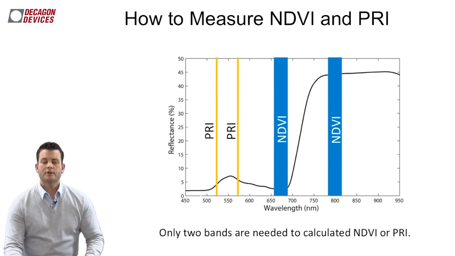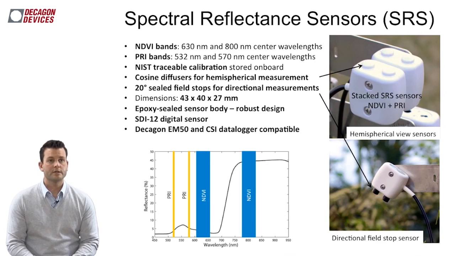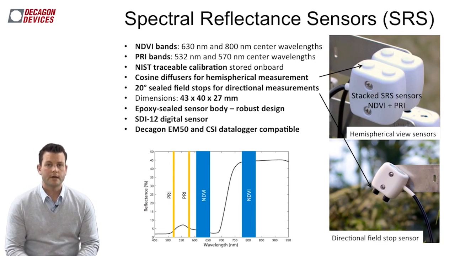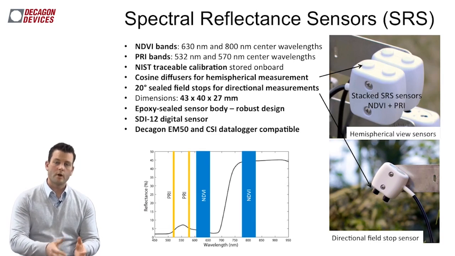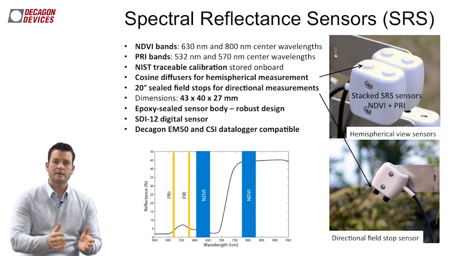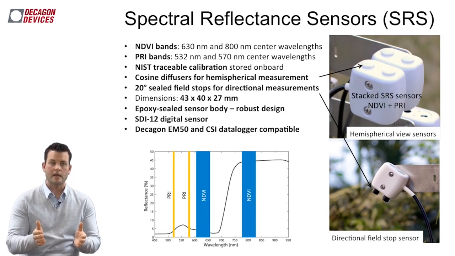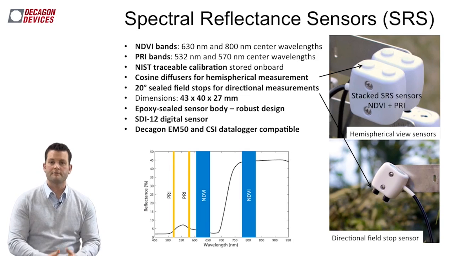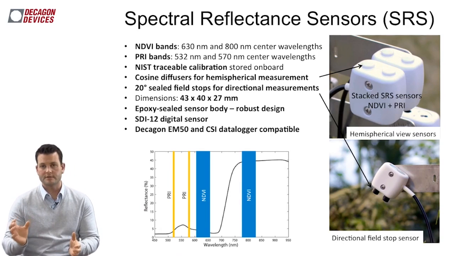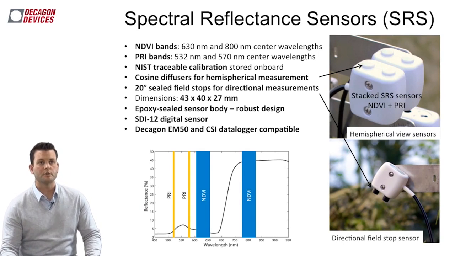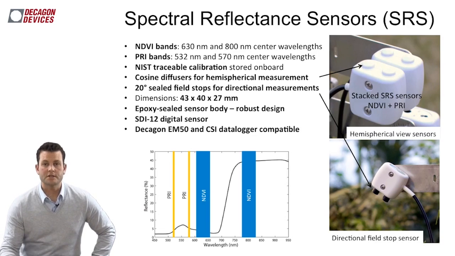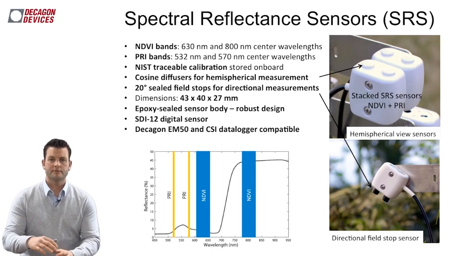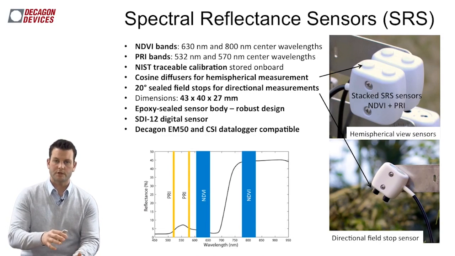I'd like to take a moment and talk to you about Decagon's latest instrument that is just about ready to release. That is the spectral reflectance sensor, and there's 2 different flavors. One is the NDVI, so it has bands centered at 630 nanometers and 800 nanometers, designed for NDVI measurements. And then the other has bands centered at 532 nanometers and 570 nanometers, designed for measuring the PRI vegetation index. And then there's also two different types in each of the NDVI and PRI spectral reflectance sensors.